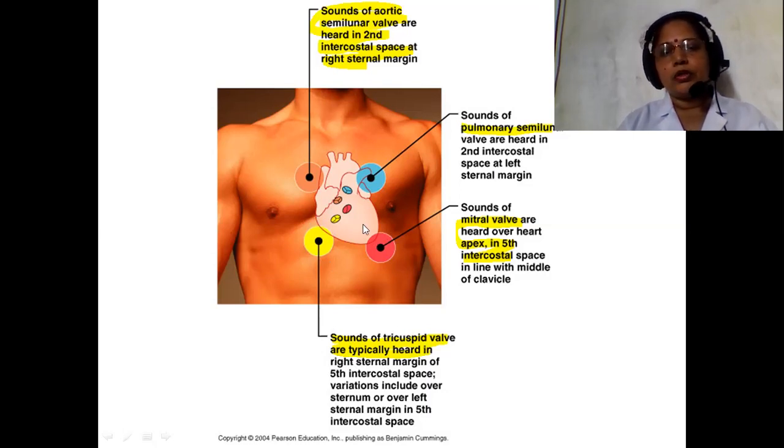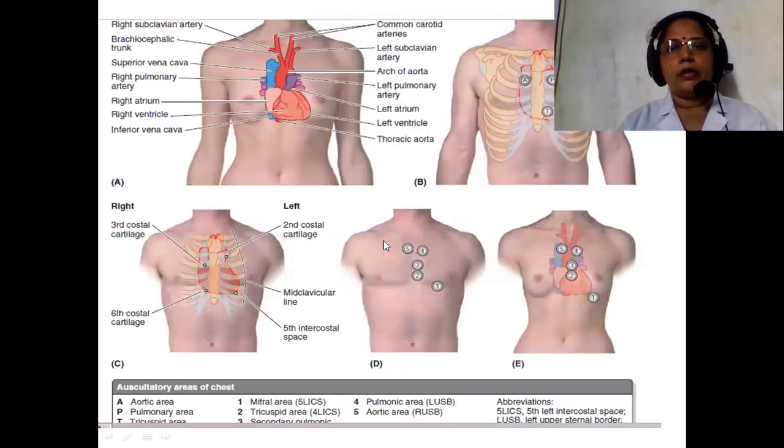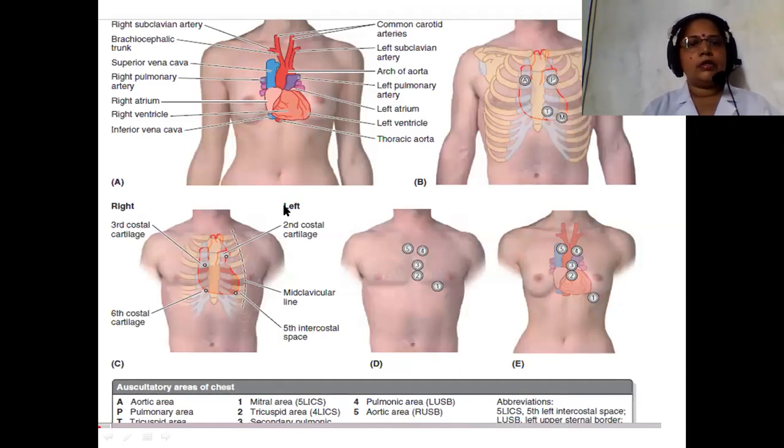And the next surface marking is the sound of the mitral valve, heard over the heart apex. What is the location here? It is the fifth intercostal space in line with the mid clavicular line. This is the clavicle, and the line from the mid clavicle is the mid clavicular line. Next, you can see very clearly, again, each and everything.